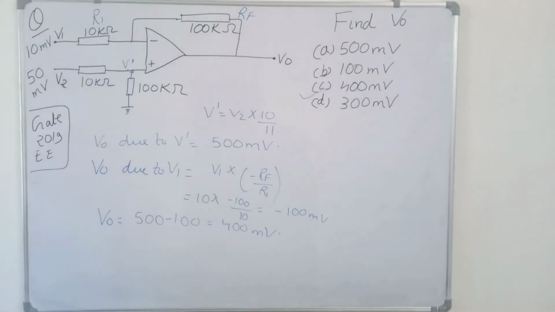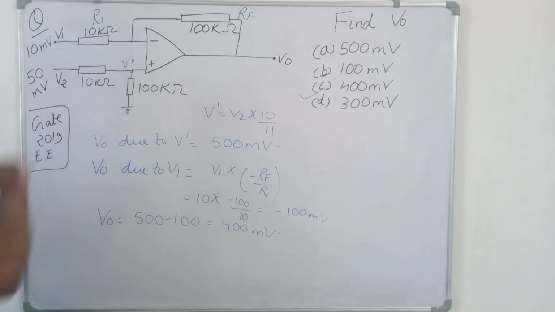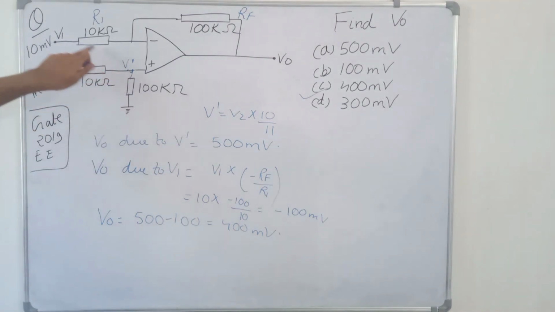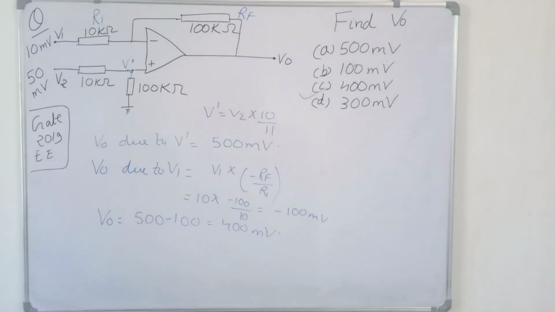What we have to do in such a question is that we first have to find the voltage at the non-inverting terminal of the op-amp, because this voltage V2 is getting divided by the voltage division rule. So first we found the voltage V dash by the voltage division rule, then we applied the superposition principle. We found V0 due to V dash and we found V0 due to V1, and we added both these voltages.